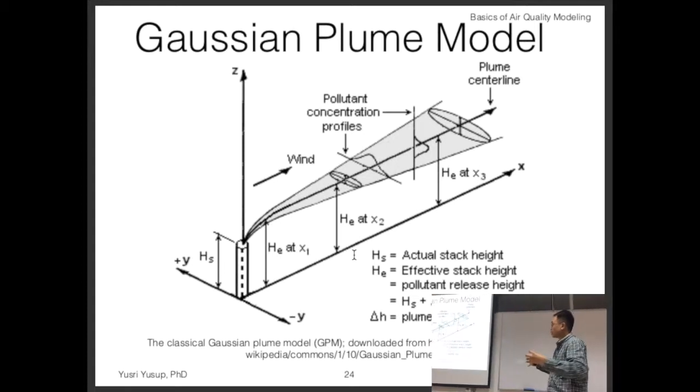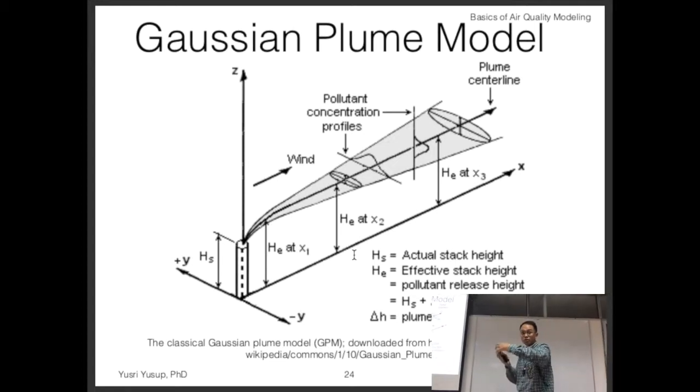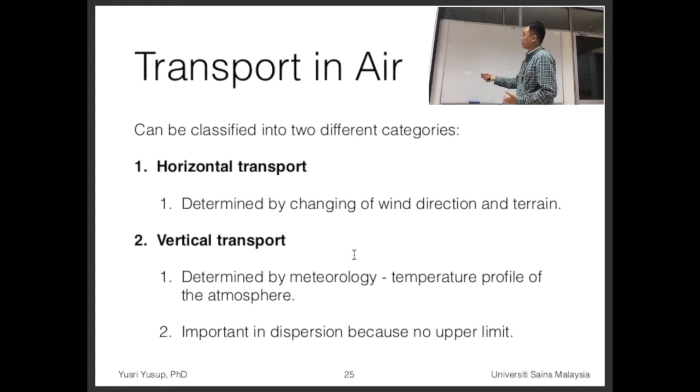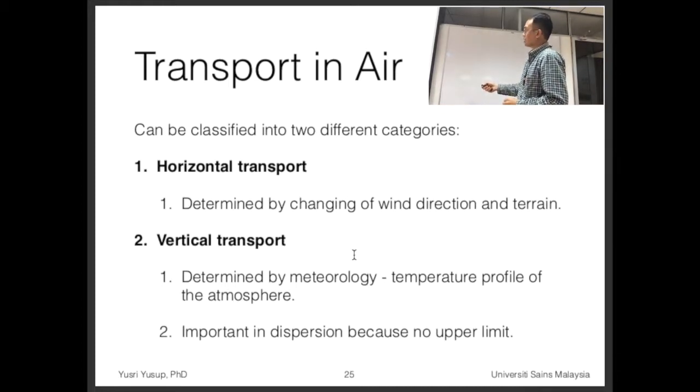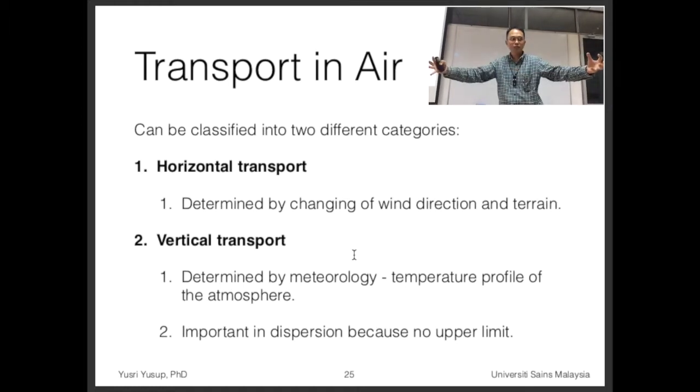Now, what makes it disperse laterally and vertically? What causes it to spread out? There are two different categories. There's the horizontal transport, like I mentioned, and the vertical transport. The horizontal transport is determined by changing wind direction and terrain. I think that makes sense, right? So if the wind changes and the plume moves with it, of course the horizontal spread will be larger.